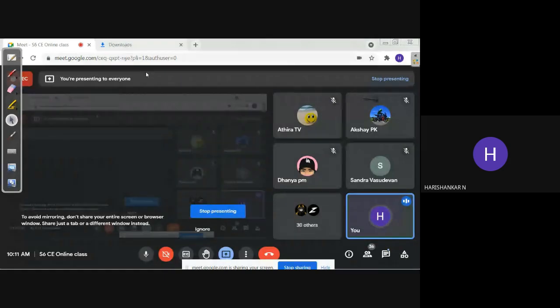Now, the wheel configuration I have already explained. I hope you understood that. The various types of wheel configurations can be tandem wheels, dual wheels, twin wheels, and single wheel. Once you see the picture, it will be clear for you, I hope. Last class you first studied that.